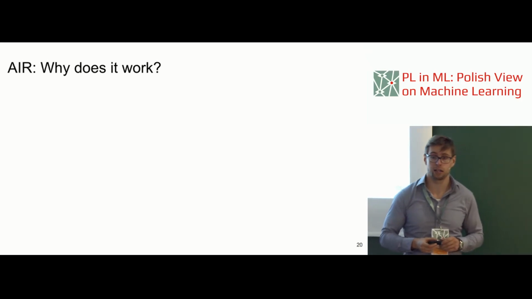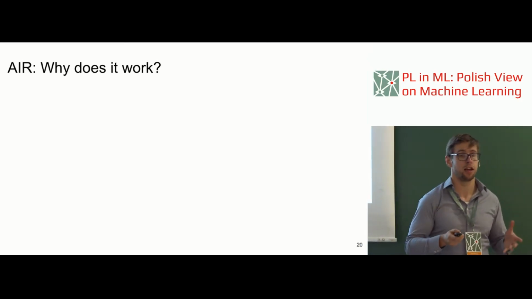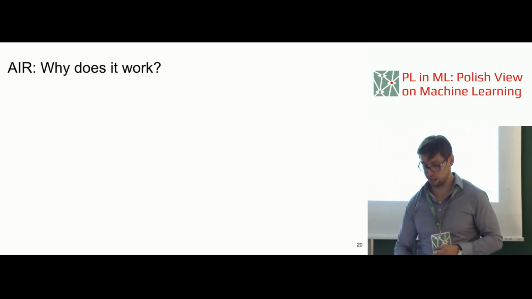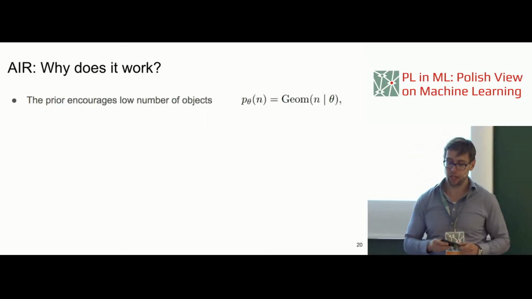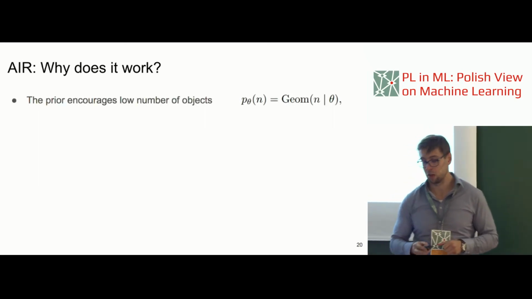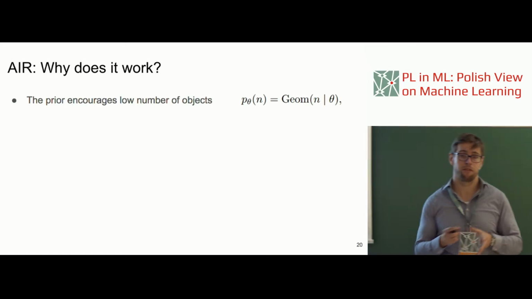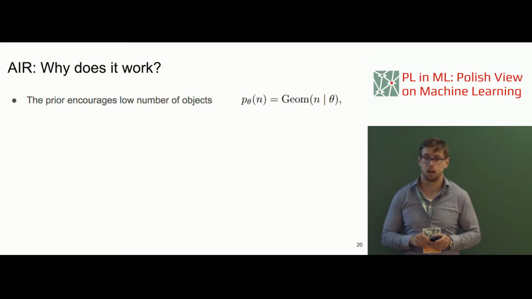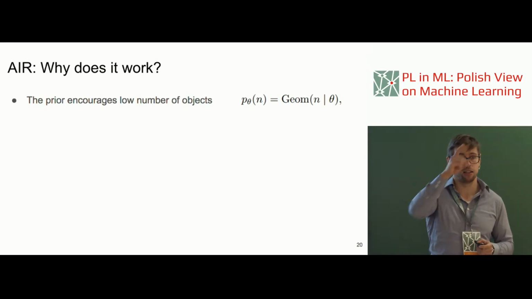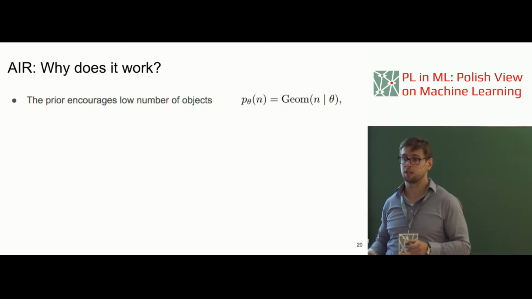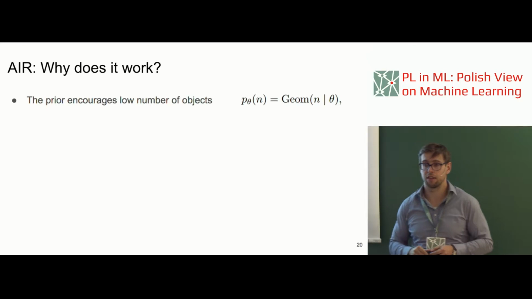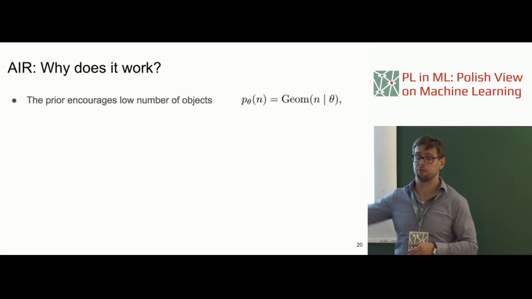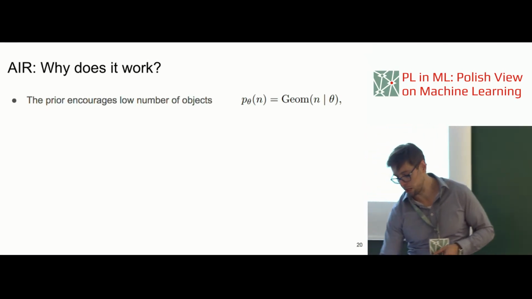So you can also ask why it actually works, why it even decomposes an image into separate parts, which can be unclear if you just look at this model. And there are 3 things. First of all, the prior on the number of objects encourages a low number of objects. In the original work, they used a geometric distribution, which basically means that the probability for an increasing number of objects decreases exponentially. What that means in terms of the objective being optimized is that you pay a penalty for generating more objects.